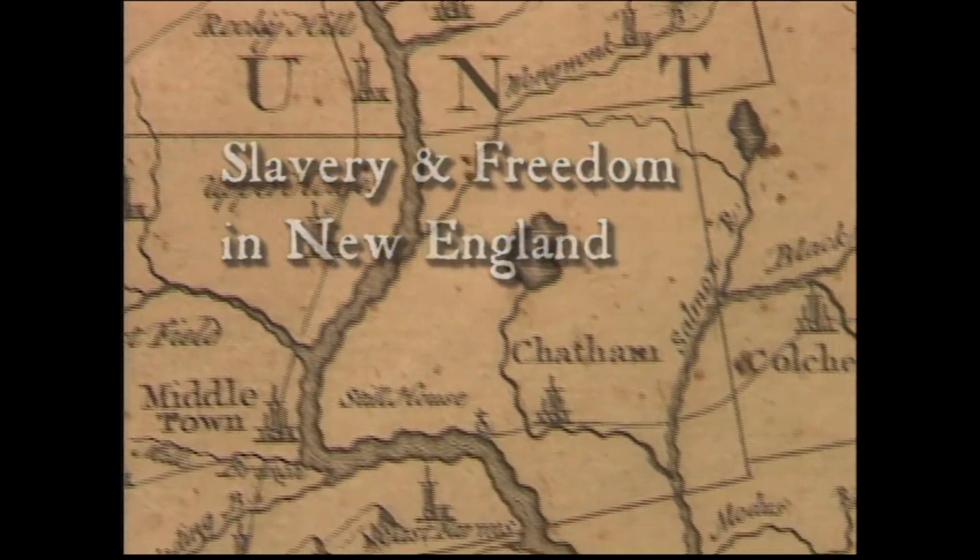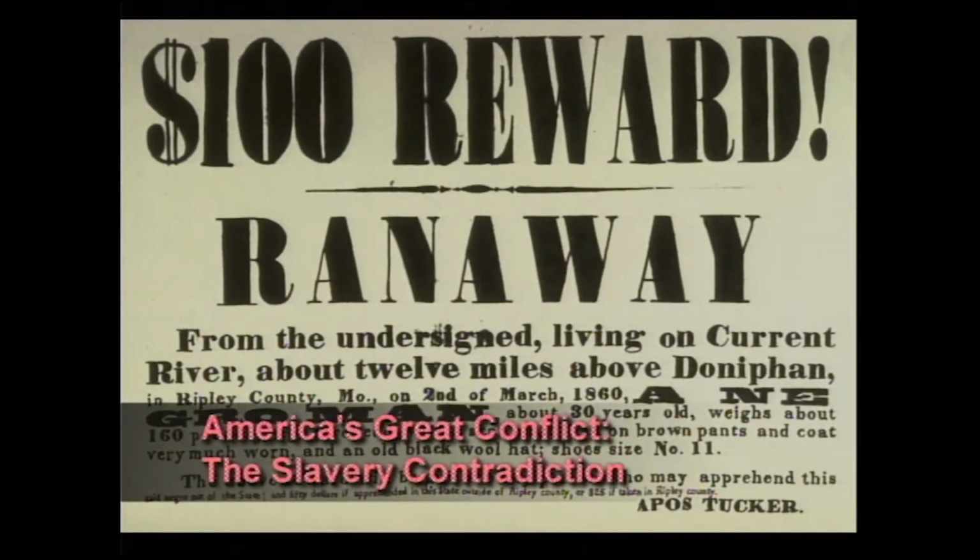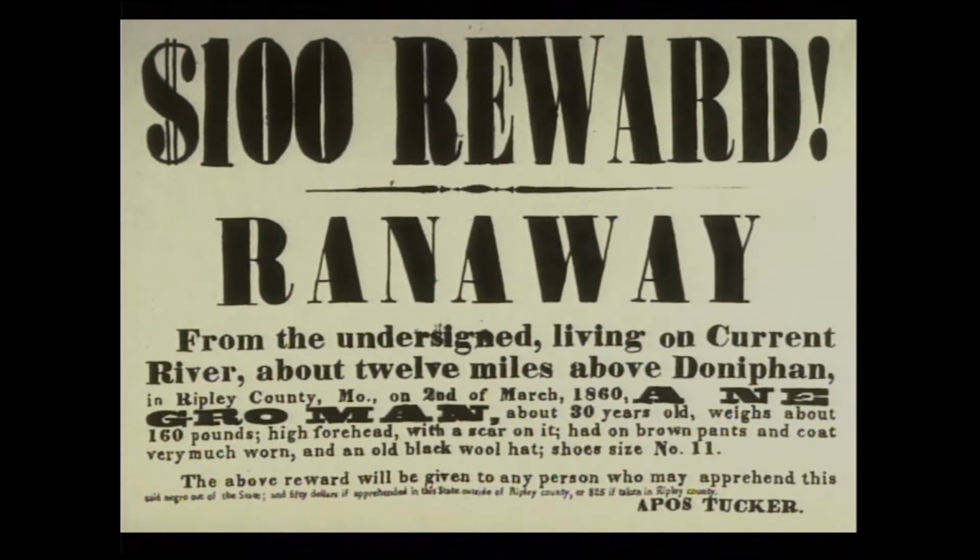In the 19th century United States, a series of political compromises failed to resolve the untenable contradiction between the notion of American freedom and the institution of slavery. Historian James Horton traces the crises over slavery that inevitably led to the Civil War.